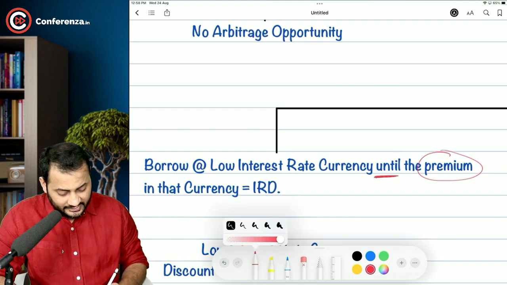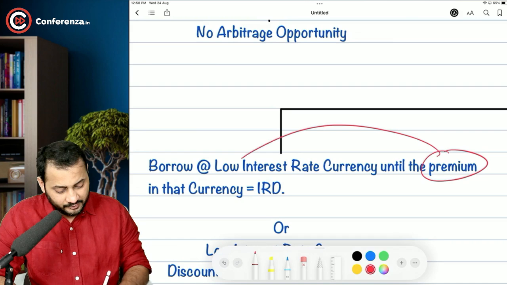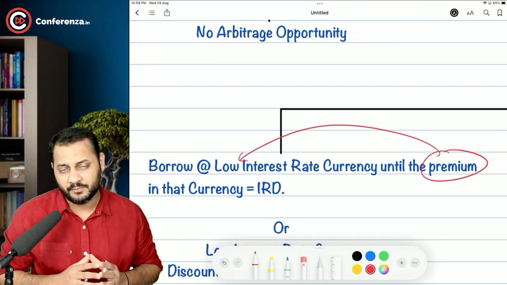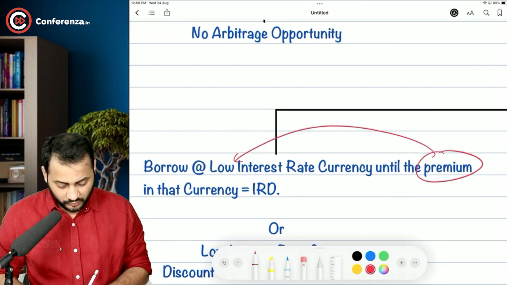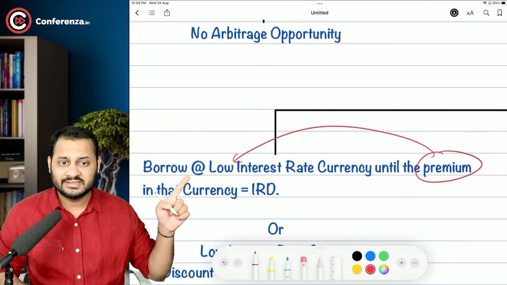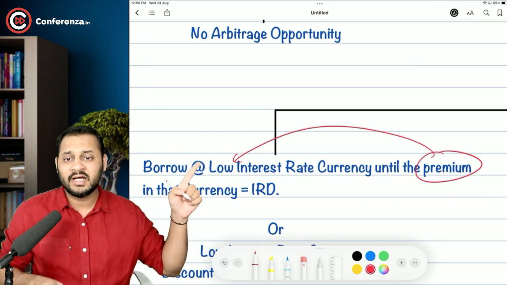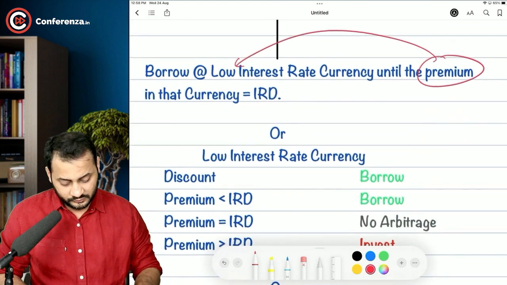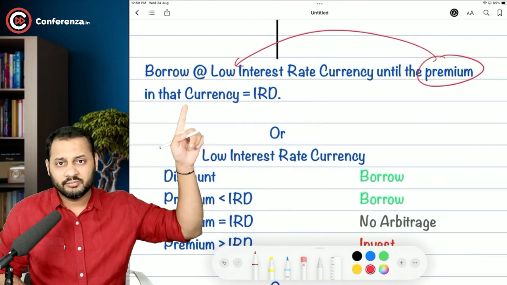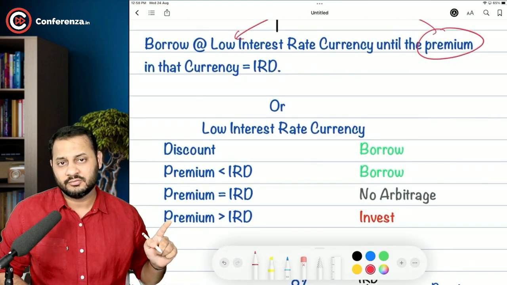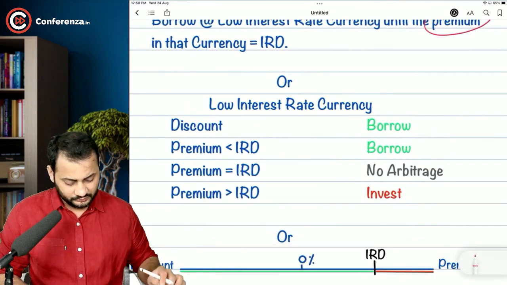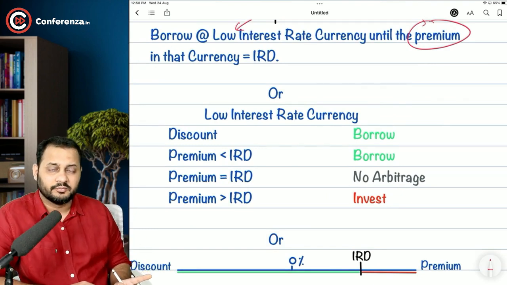Because interest rate parity theory says that the low interest rate currency should be at a premium. So borrow in the low interest rate currency until the premium in that currency equals the interest rate differential. If you cannot remember this, you have to mug this up. And if you even cannot remember this, I have a third option for you. You just remember this diagram.